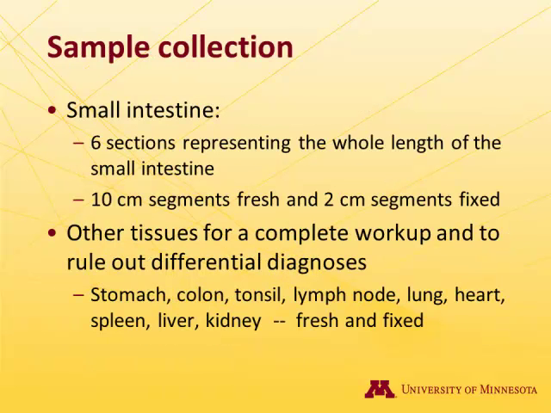Then in terms of sample collection, we want to collect small intestines. We want several sections. I think if we collect 6 sections trying to represent the whole length of the small intestine, we would be pretty good. We would be able to cover both ileum and jejunum. And we would like a longer segment sent fresh and a smaller segment sent fixed in formalin. Other than that, it's a diarrhea, so we would like to receive colon too, but also, when we get tissues, we're going to try to rule out other diseases and to look at co-infections. So a complete tissue submission is always going to help us.